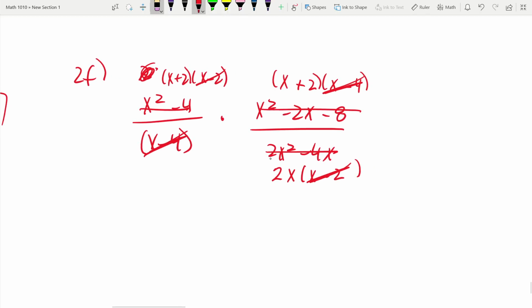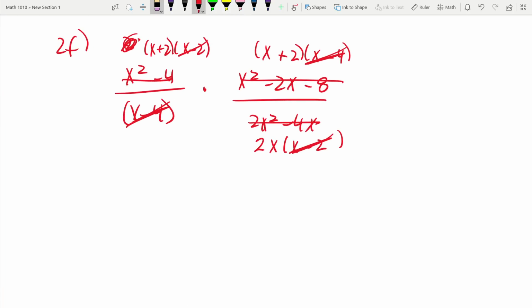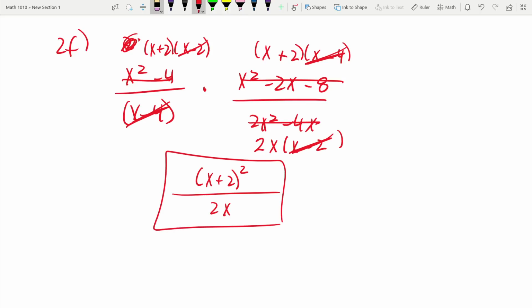Now look here, guys. I have an x plus 2 here and an x plus 2 here, but they're both on the top, so I cannot cancel those. So I could write it as x plus 2 times x plus 2. I could write it as x plus 2 squared. On the bottom, I still have a 2x, and that's my answer.